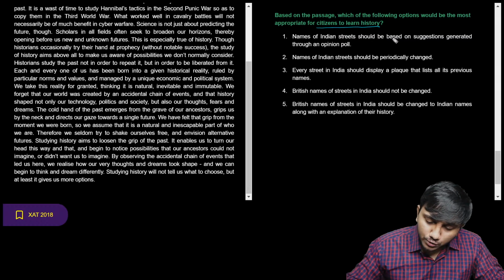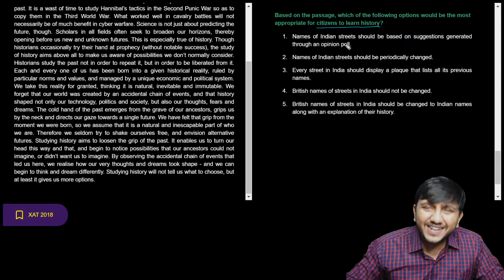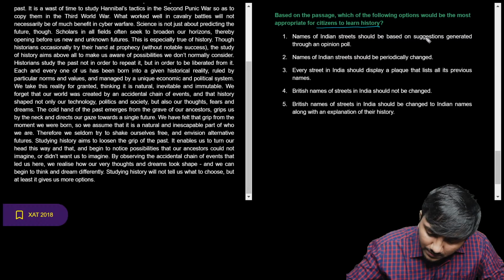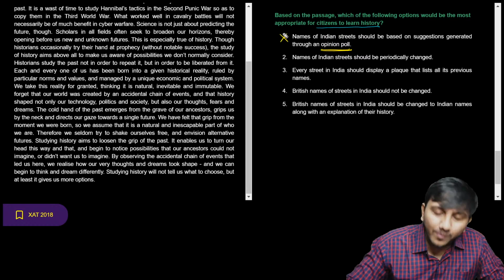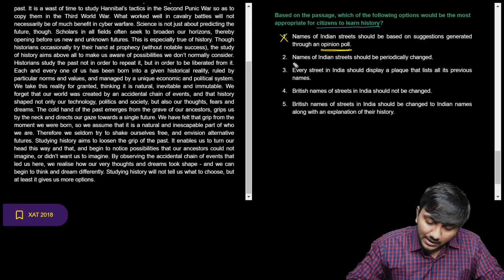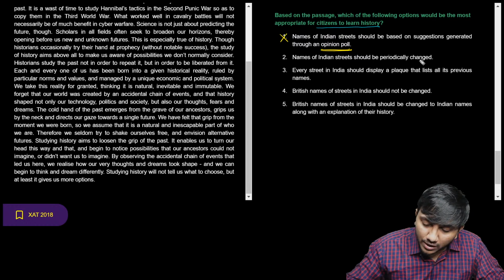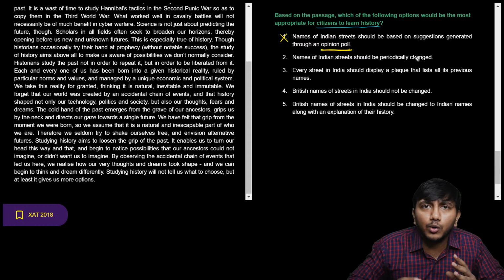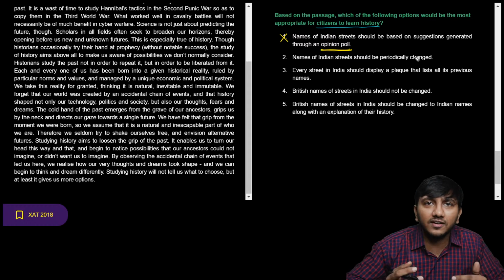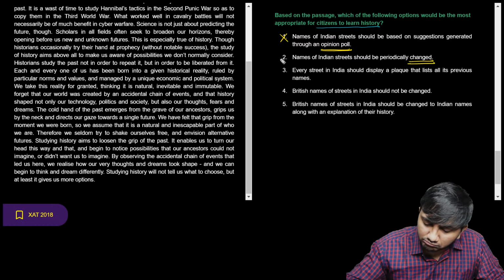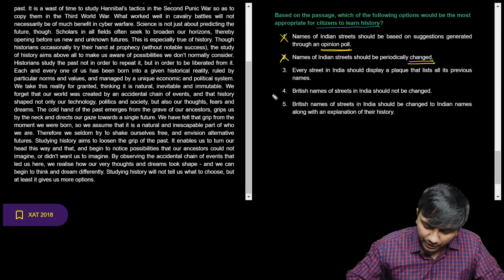Names of Indian states should be based on suggestions generated through an opinion poll. Why opinion poll here? Why should you have street names based on opinion poll? Where does this opinion poll part come in? That's nowhere related to what we have been reading so far about history. So that's out. Names of Indian states should be periodically changed. Why should they be changed? The passage doesn't say anything about things should be changed constantly or something like that, right? So it should be periodically changed. No reason why it should be changed.